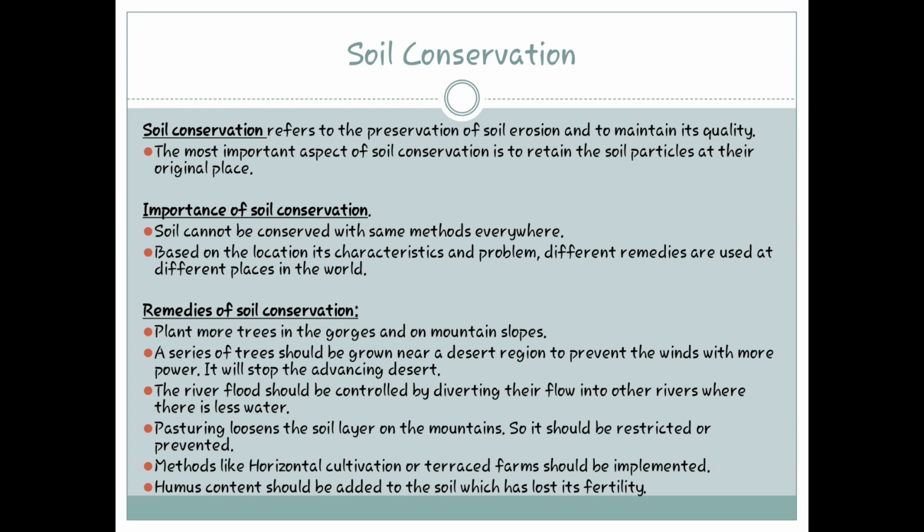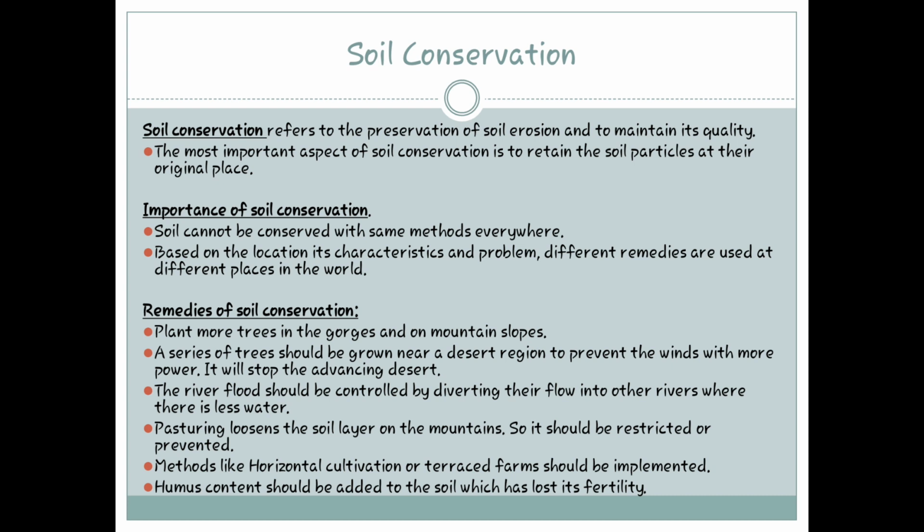Next one is the river flood should be controlled by diverting their flow into other rivers where there is less water. Sometimes all the rivers are having different catchment areas. So in some places when there is heavy rain, some rivers are getting flooded. We can reduce the effect of flood by diverting their flow into other rivers where there is shortage of water. Thus, we can prevent soil erosion and conserve soil.